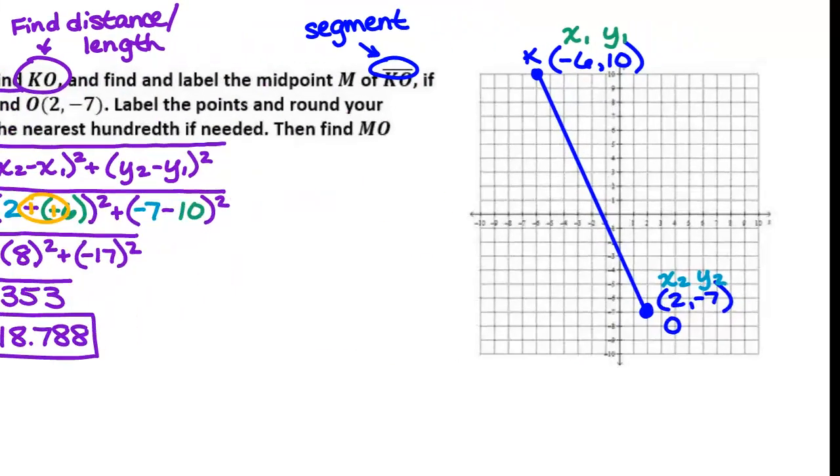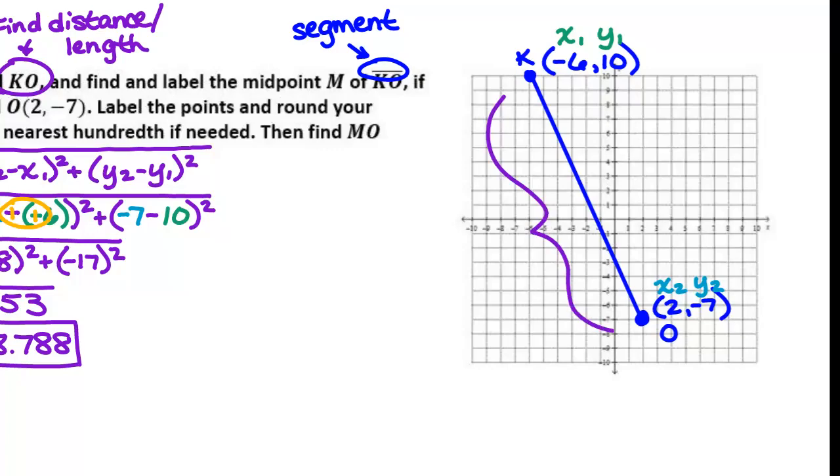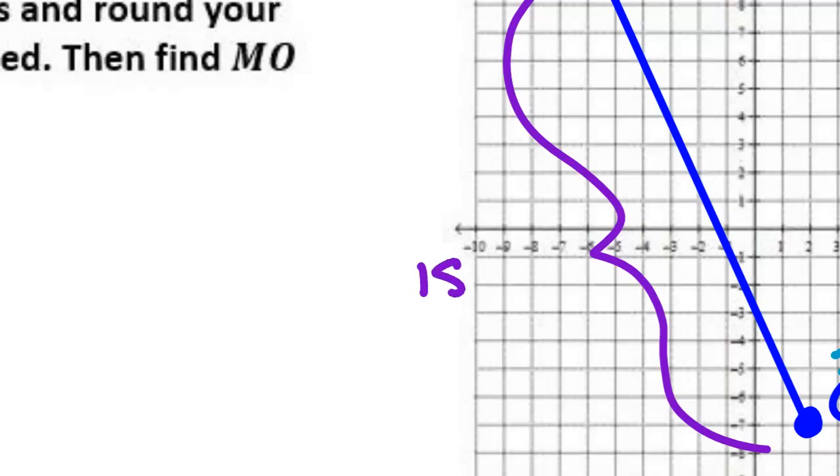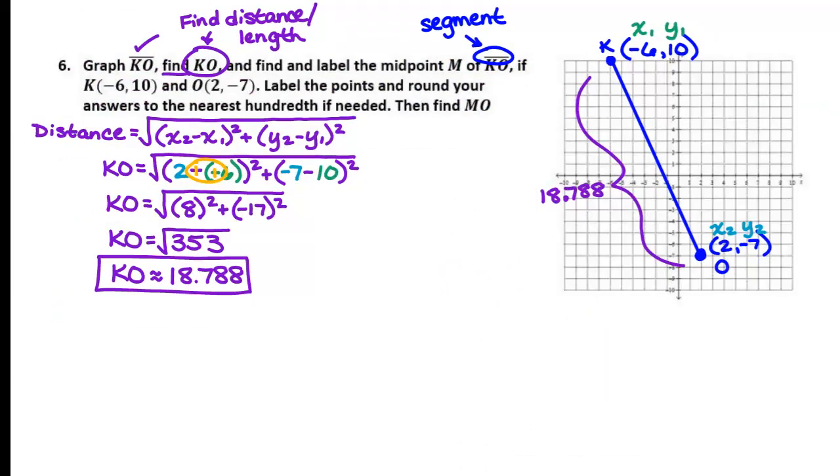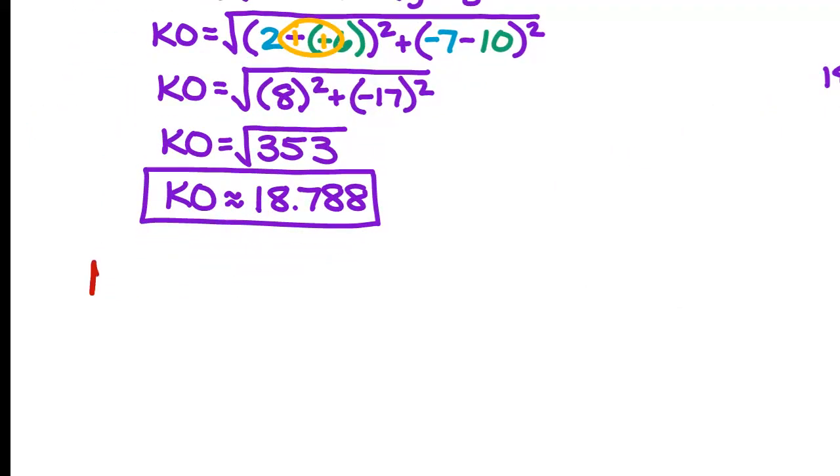All right, so now we know that this whole distance right here is 18.788. Let's keep moving on in the problem. It says label the points, round your answers to the nearest hundredth. Oh, I missed this part up here. Find and label the midpoint M. How do I find the midpoint?